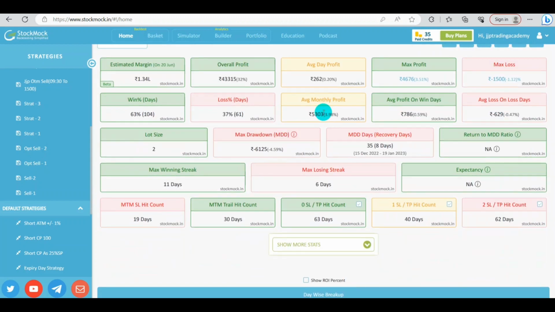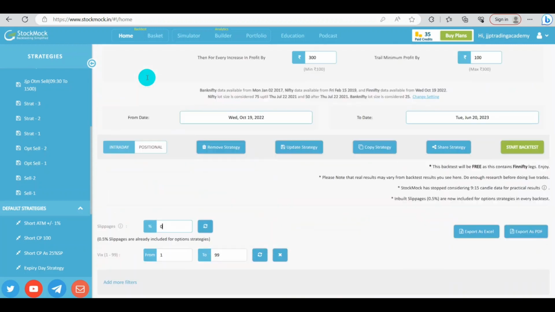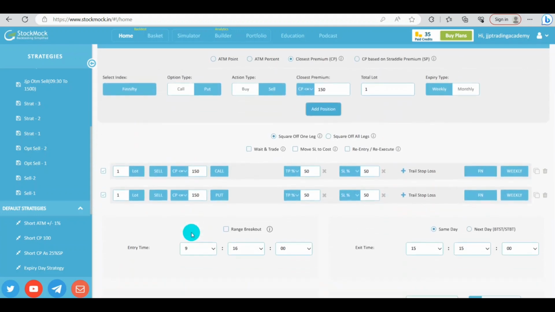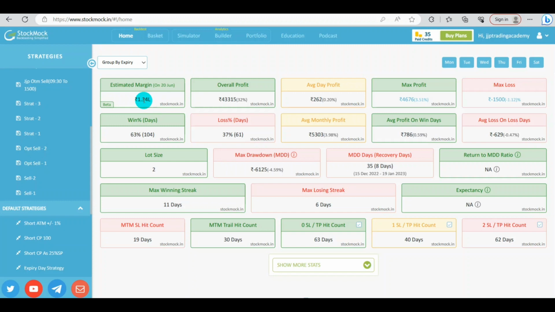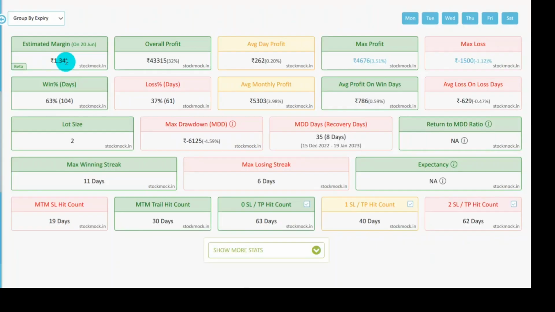And now you are seeing the full backtest, that is the estimated charges to deploy both lots. Two lots we have seen here, that is a call option as well as a put option. The estimated margin they have given is 1.34 lakhs, which is enough to trade this, and overall profit is 32%. They are also providing average day profit, continuously for as many days as it has been implemented, and on average 262 rupees profit. And max profit is 4676.